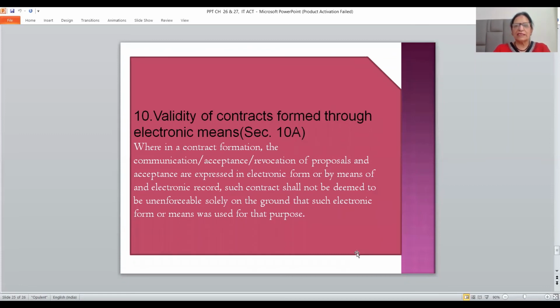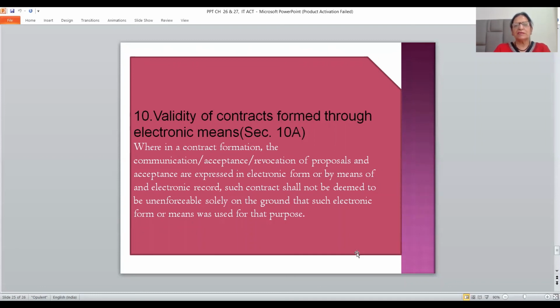Then validity of contracts formed through electronic means. So, we are also having e-contract and paper-based contract. Even this was introduced by ITAA, this point number 10, under Section 10A. Where in a contract formation, the communication, acceptance, and revocation of proposals and acceptances are expressed in electronic form or by means of electronic record, such contract shall not be deemed to be unenforceable. So, e-contract is as good as the paper-based contract. Both are enforceable.